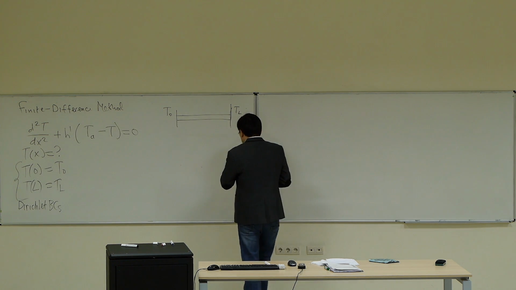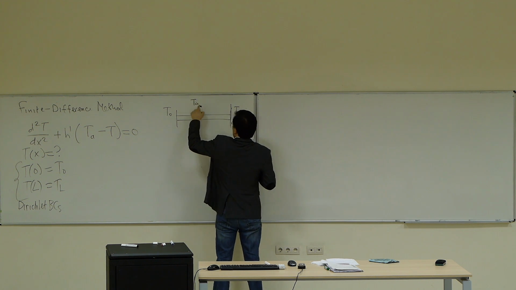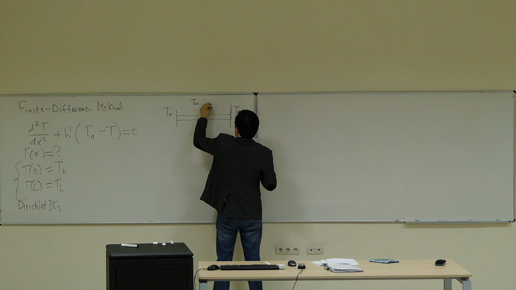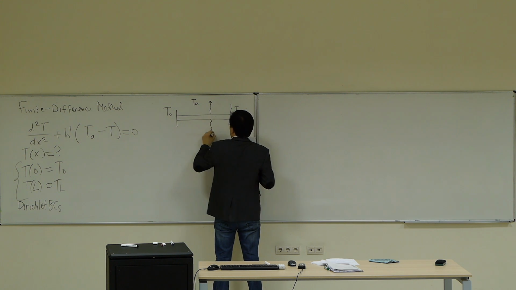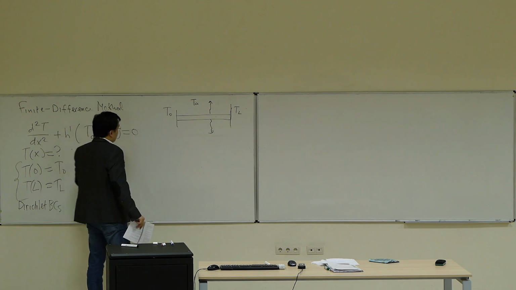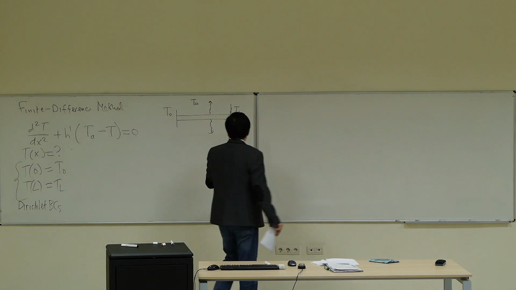All right. So T_A is the temperature of the surrounding air. Here and here I have surrounding air, and there is a heat transfer between this rod and this air. And this coefficient H prime characterizes that heat transfer rate.